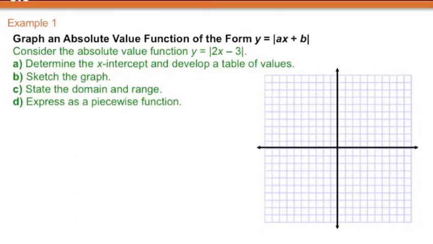So looking at a linear function, y equals absolute value 2x minus 3, in order to graph this out, we can't rely on the graphing calculator. It doesn't have the absolute value function that we need, but we can use it as a tool to get us the graph. So question A, we need to find the x-intercept and develop a table of values.